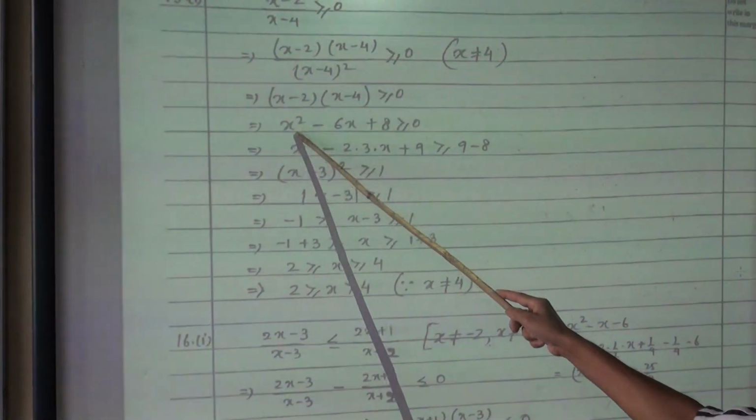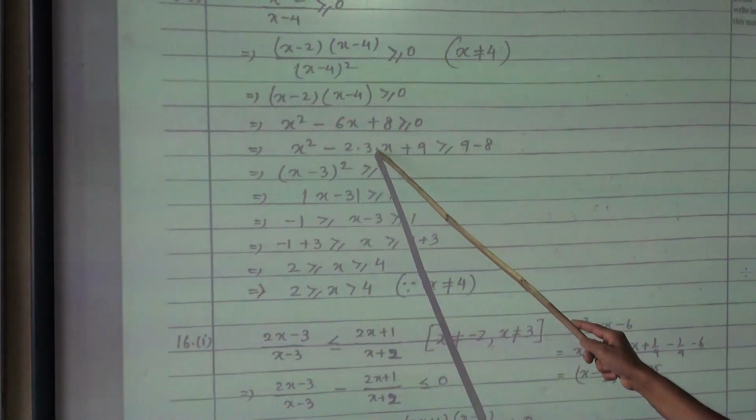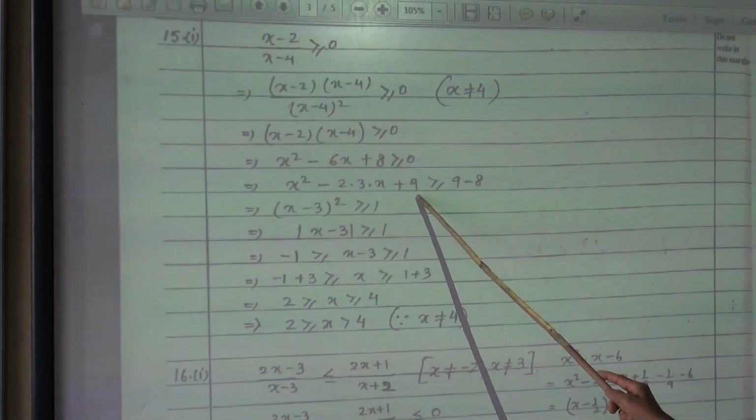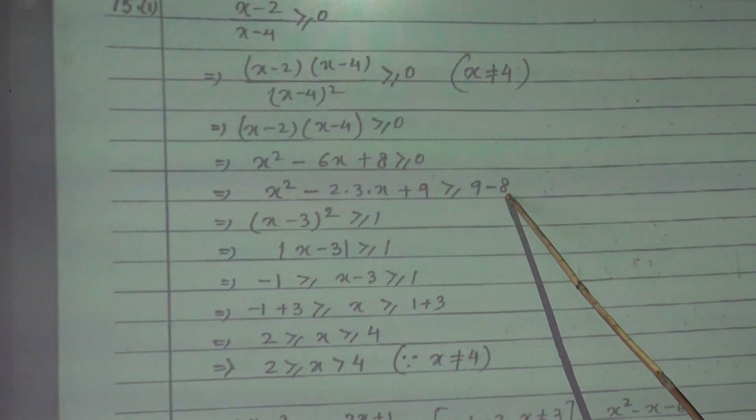Open the bracket, you will get x square minus 6x plus 8. 6x I have written as 2 into 3 into x. So square of this you have to add. 3 square is 9. Adding this side as well as this side. 8 is coming to this side, minus 8.